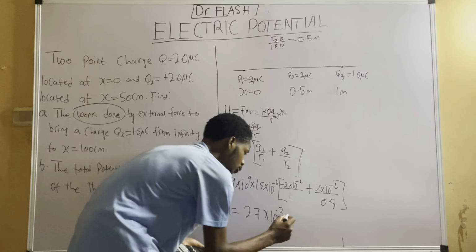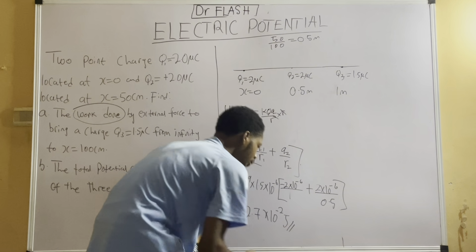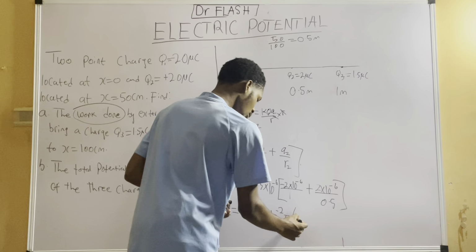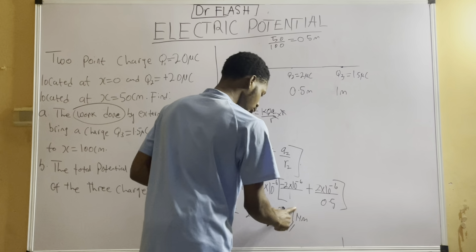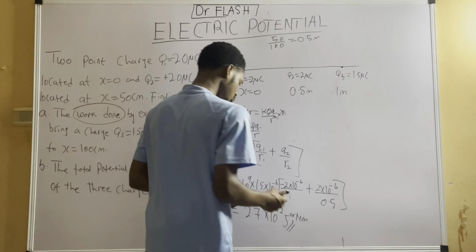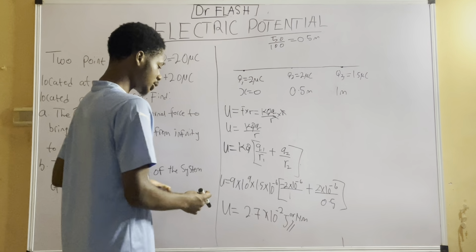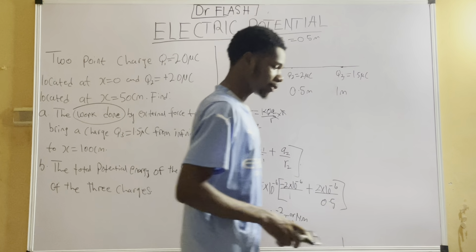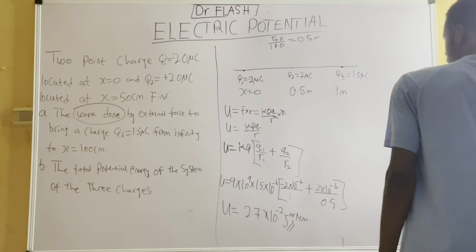Now we're dealing with work done, so that's joules, okay? So it's in joules or Newton meters. This is "or", not slash. Or Newton meters, depending on the one giving the option. So having 2.7 times 10 to the power of minus 2 joules or Newton meters. Now that's the first problem being tackled.